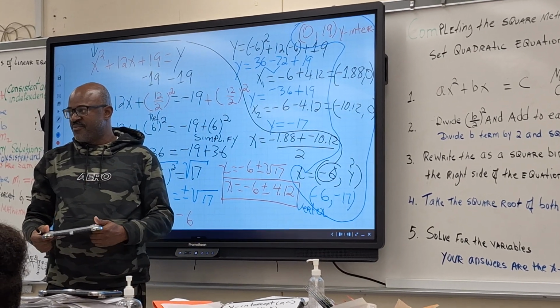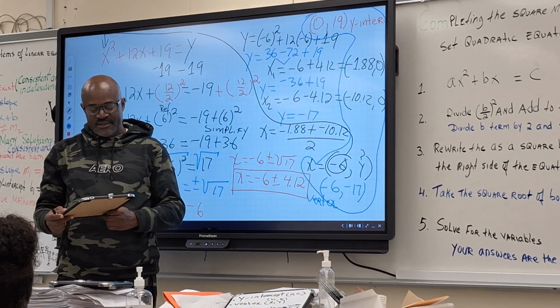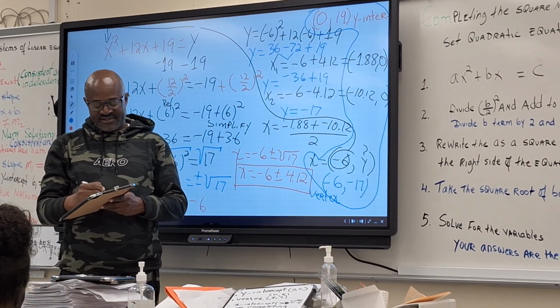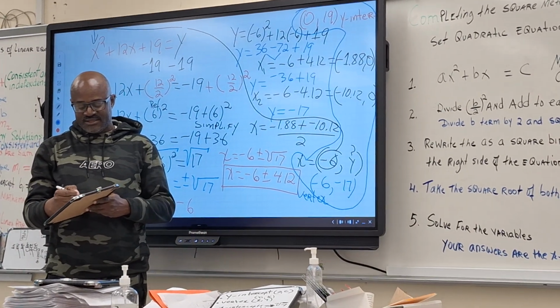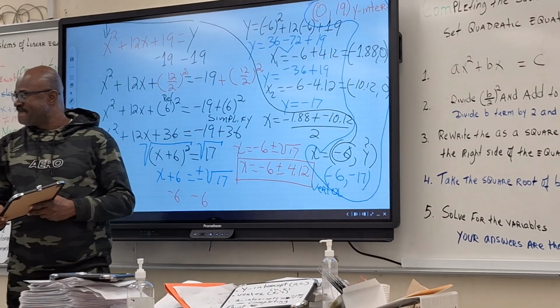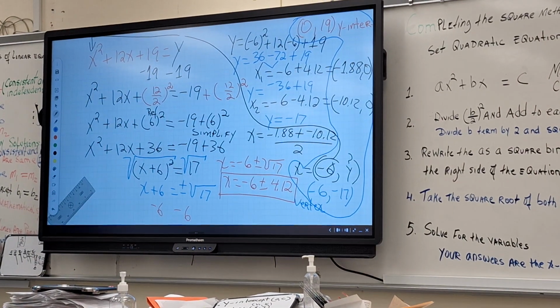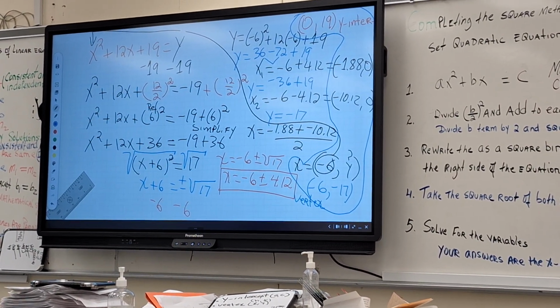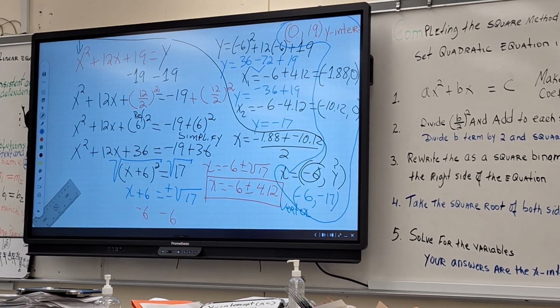And are we ready to put this on the coordinate grid? Yep. All right, remember our points. We have negative 6, negative 17. All right, and the other point is negative 1.88.